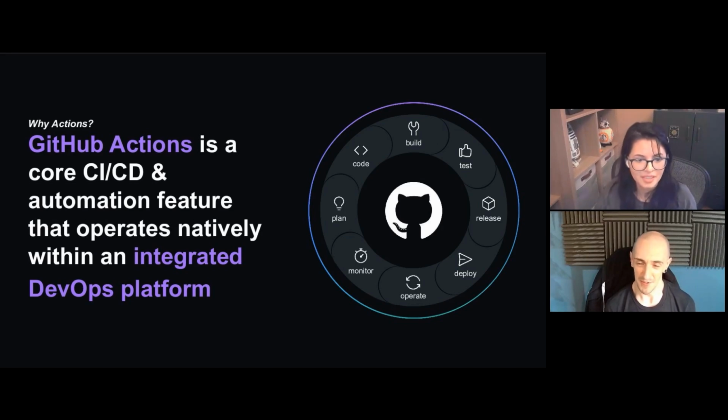So a lot of you may have tried it. For those who haven't, GitHub Actions is the built-in automation tooling in GitHub. It's mainly used for CI/CD, but people use it for a lot of automation for a lot of other things.